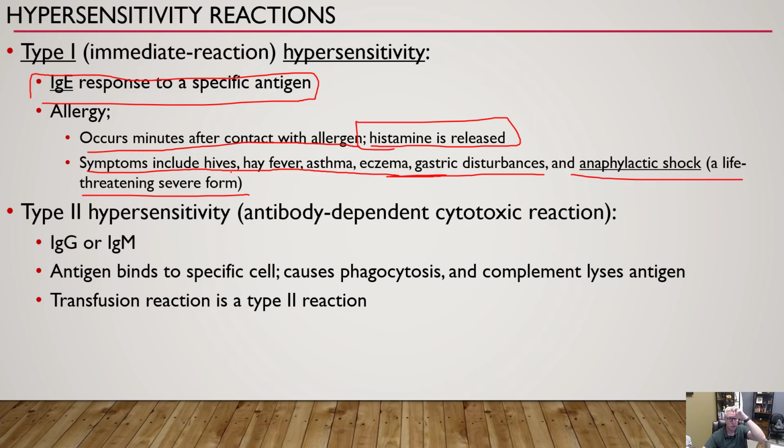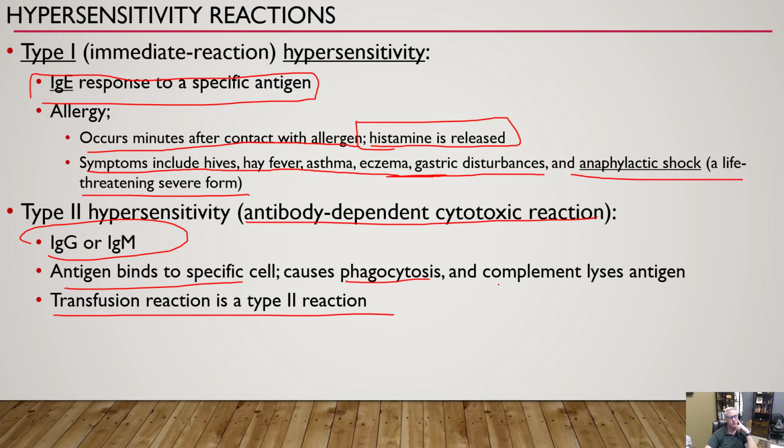Type 2 hypersensitivity is an antibody-dependent cytotoxic reaction. So you're going to see IgM or IgG. Your transfusion reactions are a type 2 reaction. This is where your antigen binds to a specific cell that's going to cause phagocytosis, and that complement system is going to lyse that antigen.